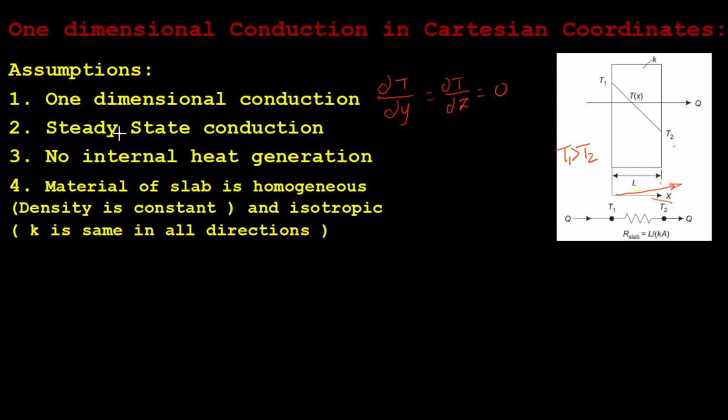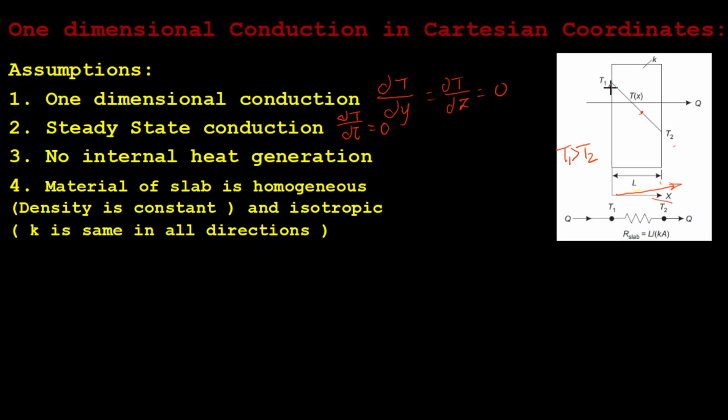Then the second assumption is that it's a steady state conduction. For steady state conduction, the temperature will not vary with respect to time. So dou T by dou tau will be equal to 0. There is no variation of temperature with respect to time. If I measure the temperature somewhere here at the beginning and after 5 minutes, the temperature at this point should remain the same. There should be no change in the temperature. That is the meaning of steady state conduction.